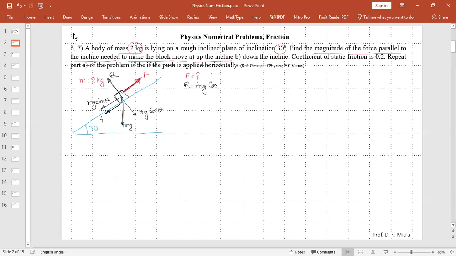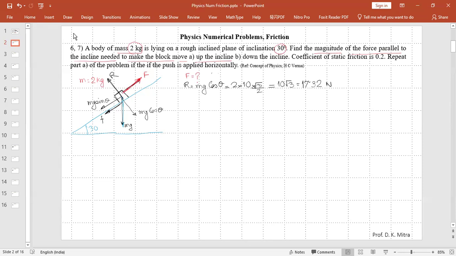R equals mg cos theta. m is 2 kg, g equal to 10, into cos theta. Since it is 30 degrees, cos theta is root 3 by 2, so it is equal to 10 root 3, which is 17.32. So the reaction force R is 17.32 Newton.